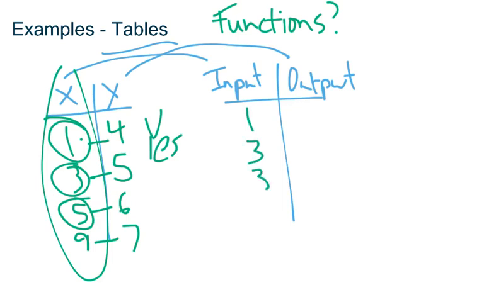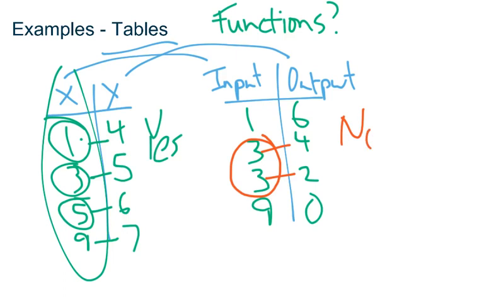Now, it's not going to be a function where you have something like this: 1, 3, 3, 9, and then 6, 4, 2, and 0. The reason why this is not a function is because 3 shows up twice. It's going to 4 and it's going to 3. And so this is no. And again, sometimes you might see it like this.